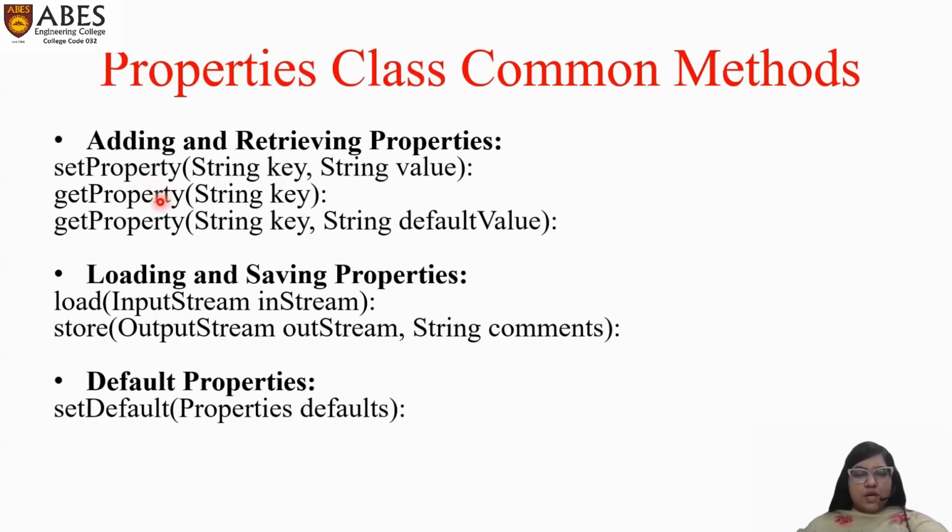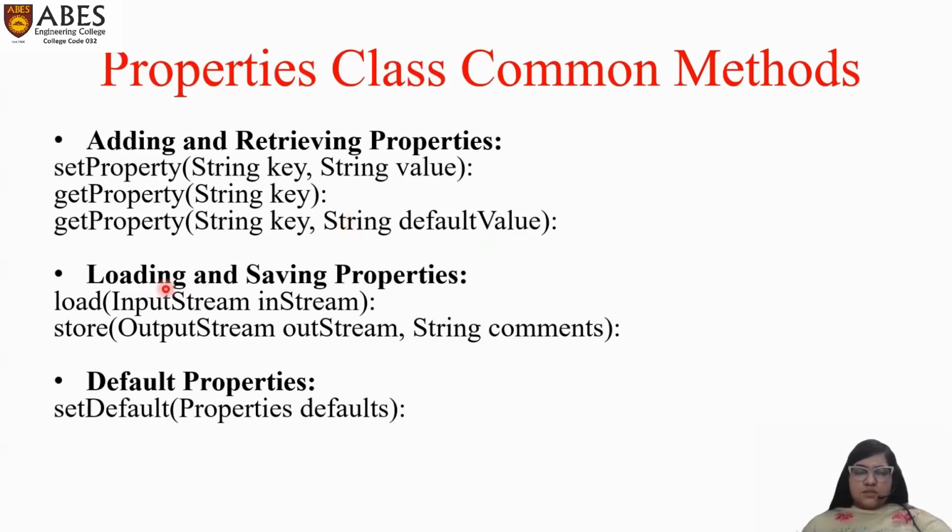Next, we have the getProperty method of a string key. The getProperty method retrieves the value associated with the specified key, and if the key is not found, it returns null. Next, we have the getProperty method of a string key and a string default value. The getProperty method with a default value returns the value associated with the specified key, or the provided default value if the key is not found.